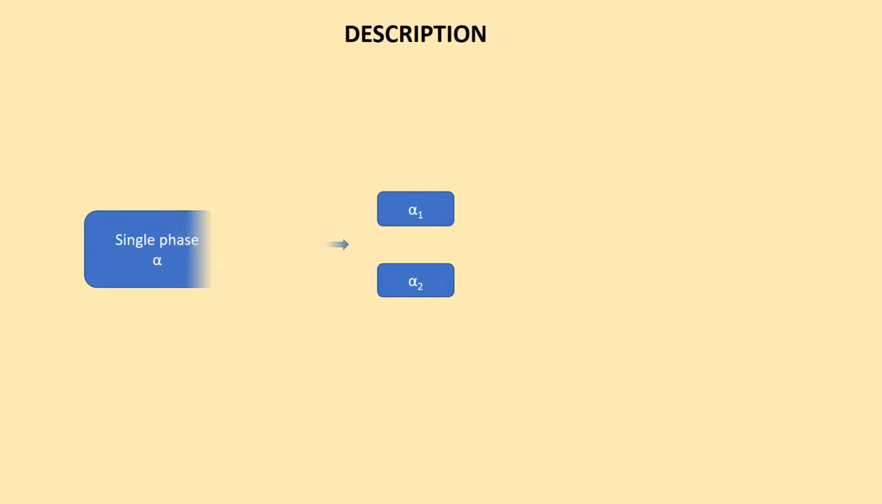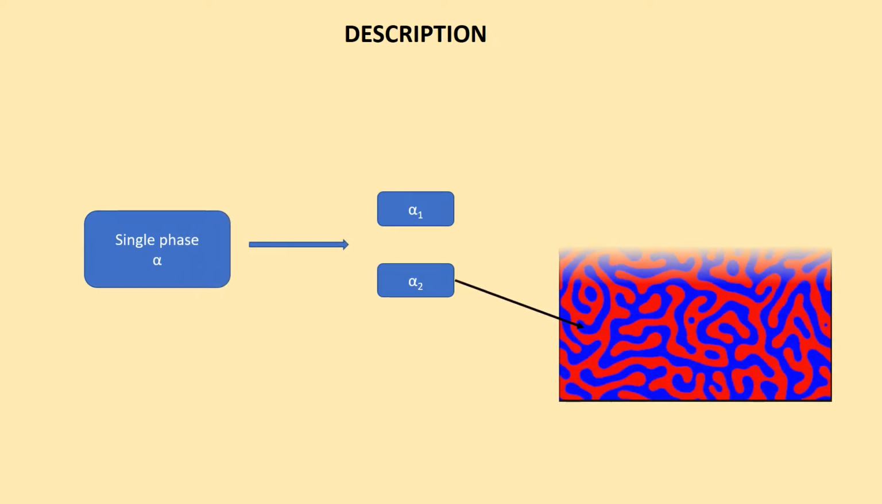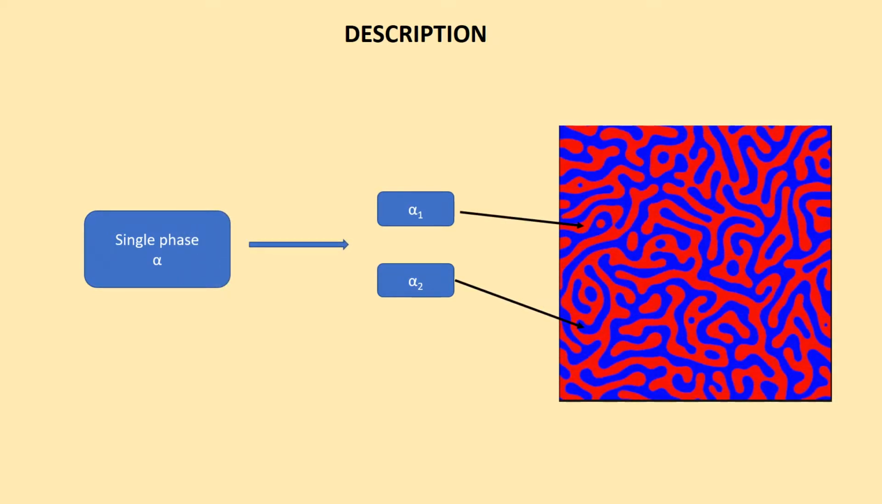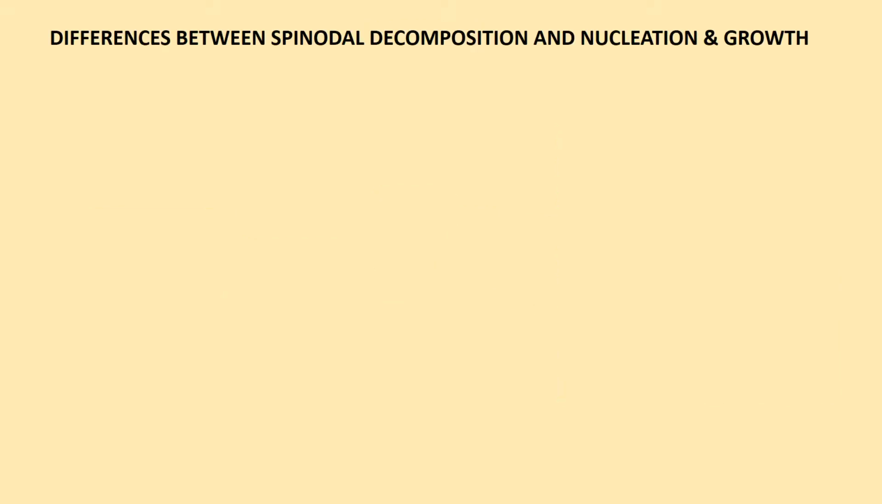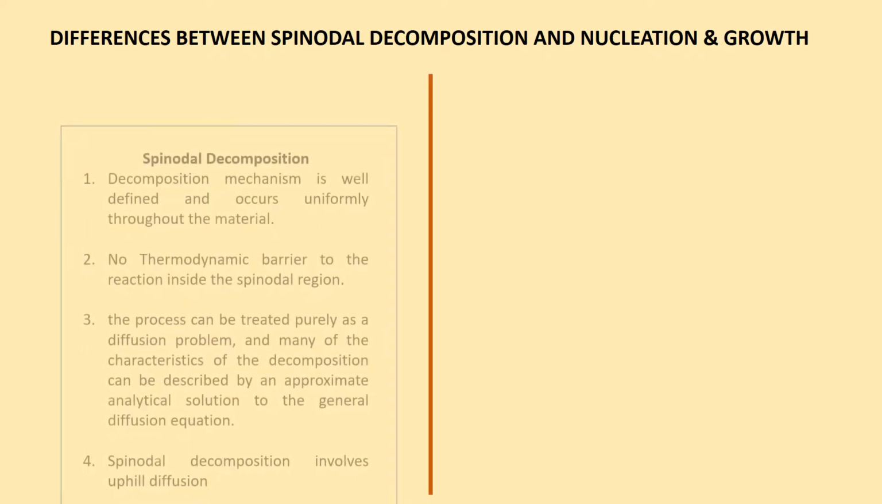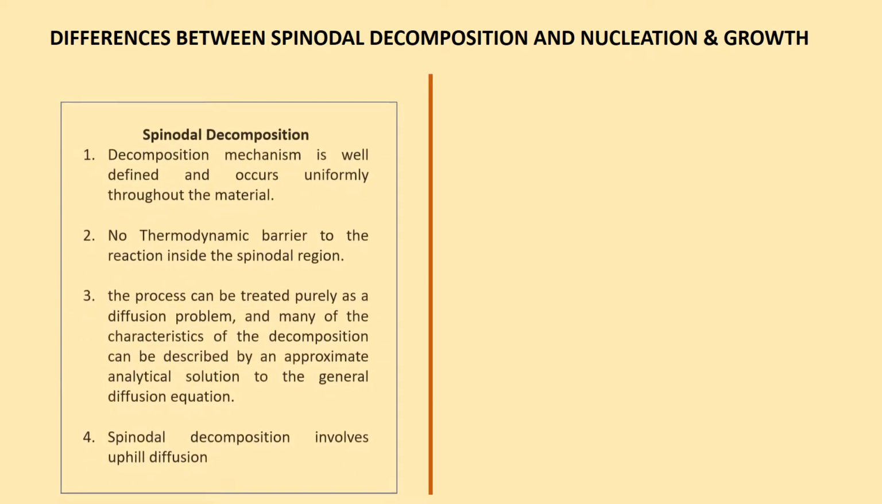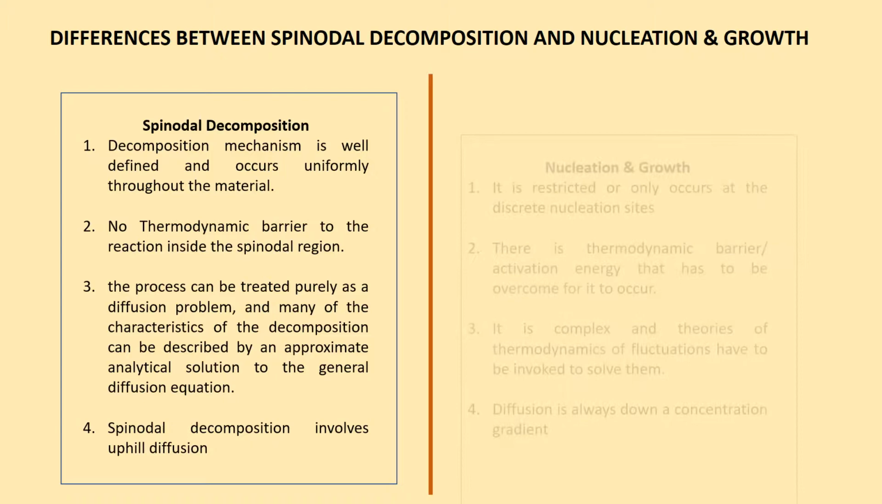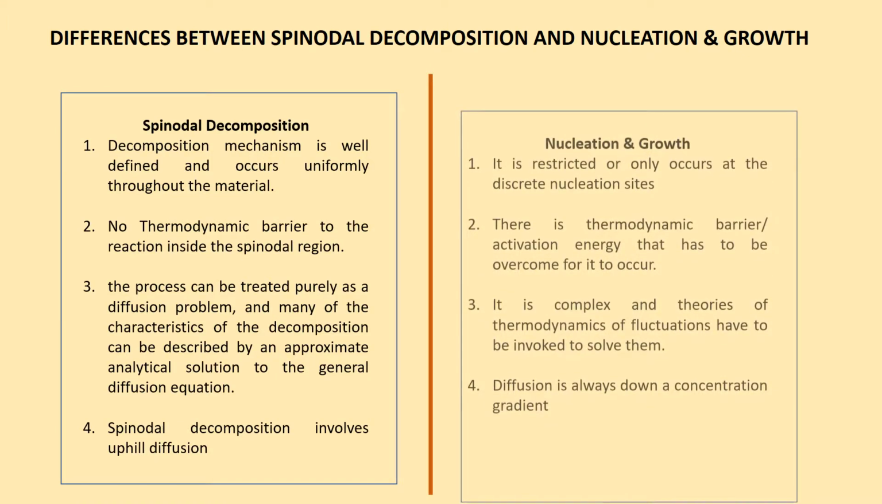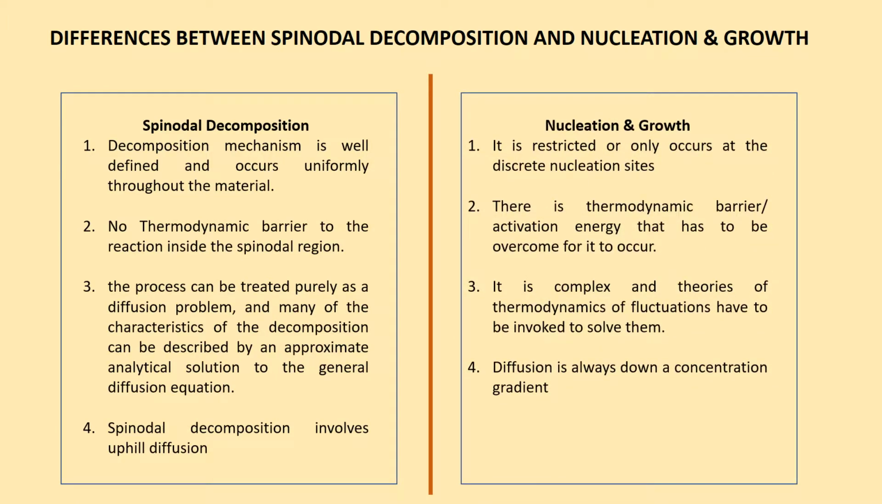Spinodal decomposition is a mechanism through which a single phase splits up into two phases. These two phases vary with respect to each other in terms of chemical composition and physical properties while they have the same crystal structure. Now let's look at the differences between spinodal decomposition and nucleation and growth process. The phase separation due to spinodal decomposition is much more defined and occurs uniformly throughout the material, not just at discrete nucleation sites, which is the case for nucleation and growth process.